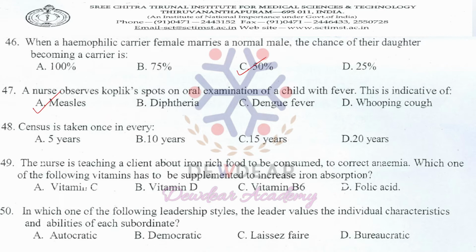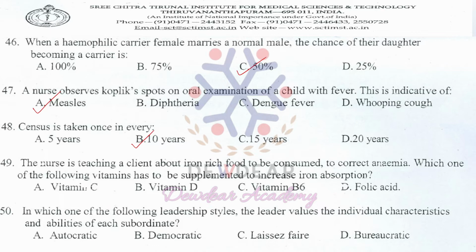Then question number 48. Census is taken once in every 5 years, 10 years, 15 years, 20 years. Census is taken once in every 10 years. So for question number 48, option B is the correct answer.